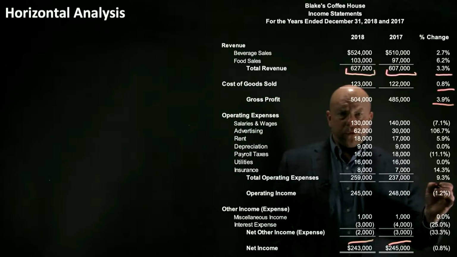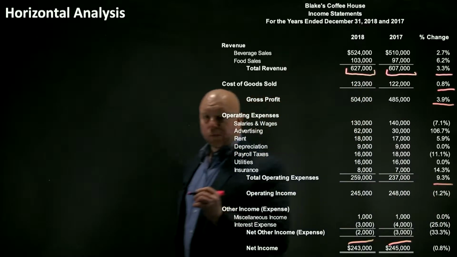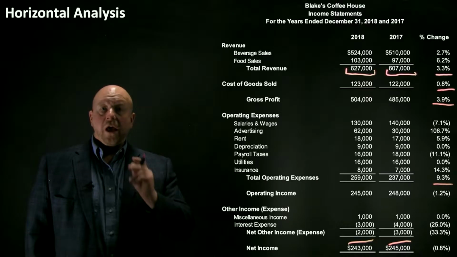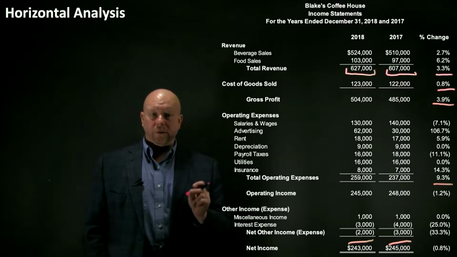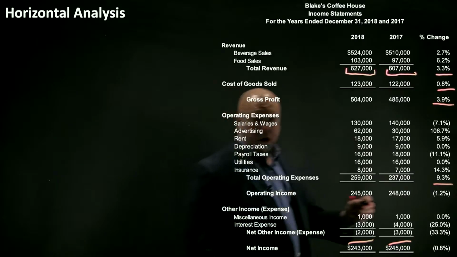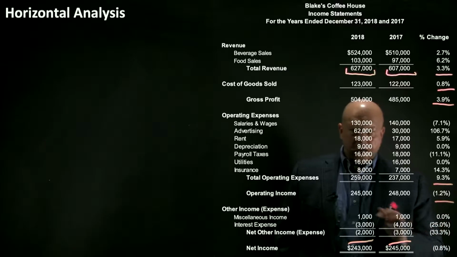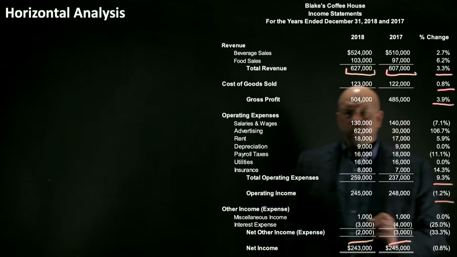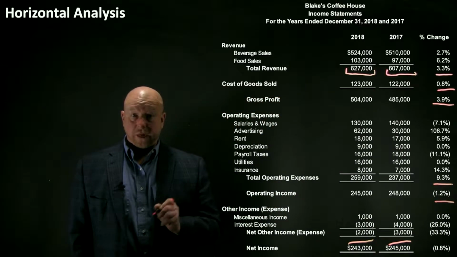Here's where the problem is. Revenue increased 3.3%. Cost of goods sold was low. Gross profit increased by 3.9%, but our operating expenses increased by 9.3%. And what that caused was actually a decline in operating income, and the miscellaneous items, they were relatively constant. That's what's really causing our decline in net income, bottom line net income.